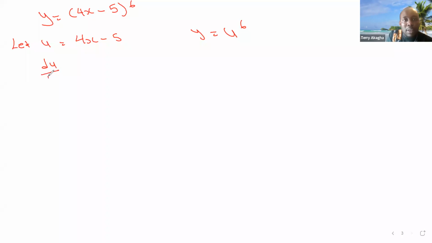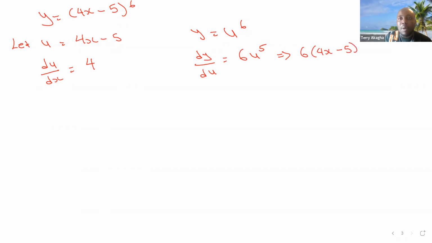All right. Then we differentiate this. So du over dx is going to give you what? 4. And dy over du is going to give you what? 6u raised to the power what? 5. All right. But we know our u is the same thing as what? 4x minus 5. So that means this is 6(4x minus 5) raised to the power what?